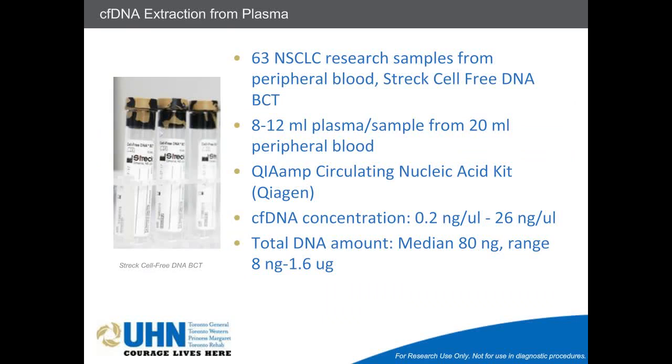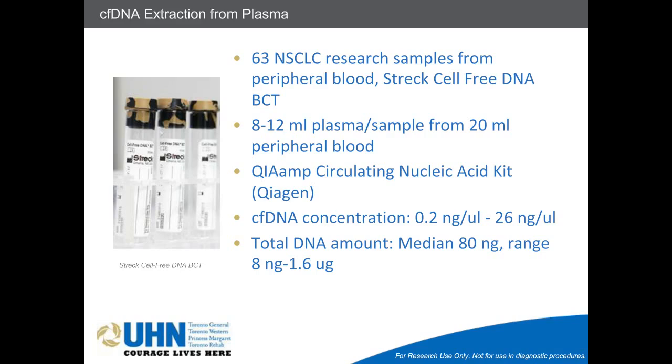Okay, so now to get into our research study at Princess Margaret Cancer Centre. Our study originally started with 63 non-small cell lung cancer research samples from peripheral blood that were collected in Streck cell-free DNA blood collection tubes. And all 63 of these research samples were taken from individuals who had previously had tumor tissue tested and were positive for EGFR sensitizing mutations, most typically the exon 19 deletion or the L858R mutation.